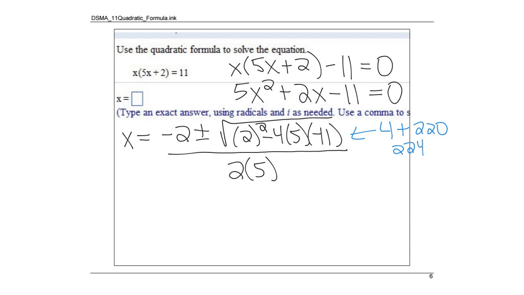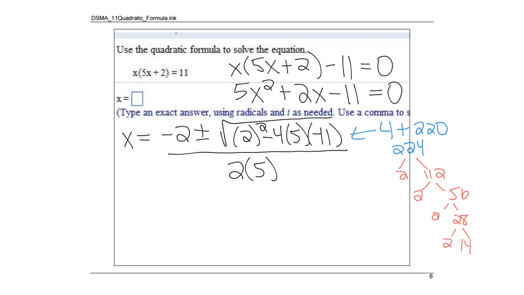Oh my goodness. So this is going to take quite a bit of factoring. If we're doing it by hand, let's see what we get. We get 2 times 112. Then we get 2 times 56, 2 times 28, and then finally 2 times 14.